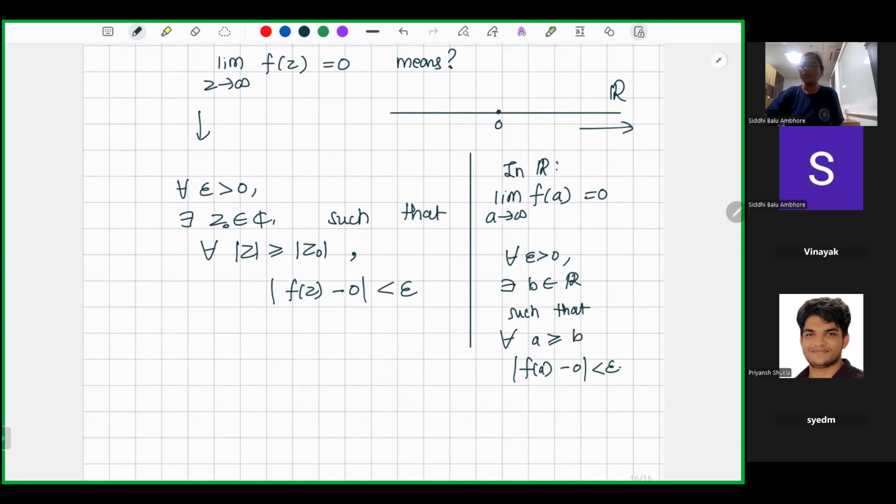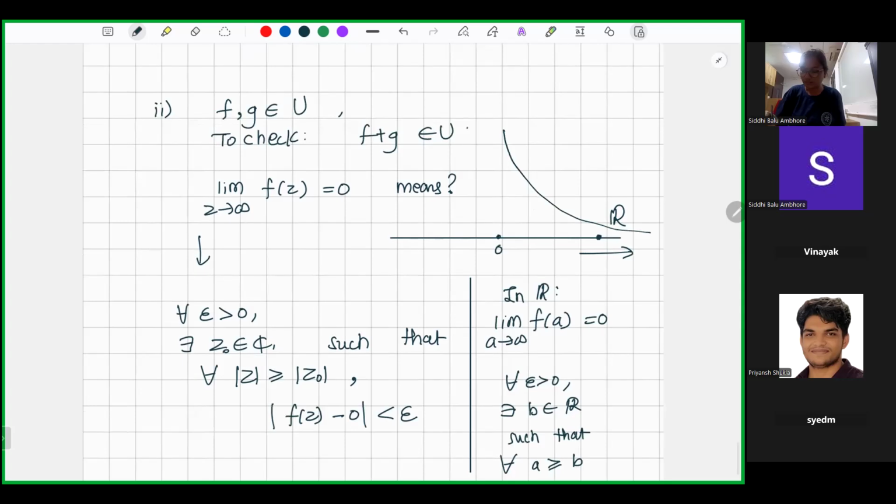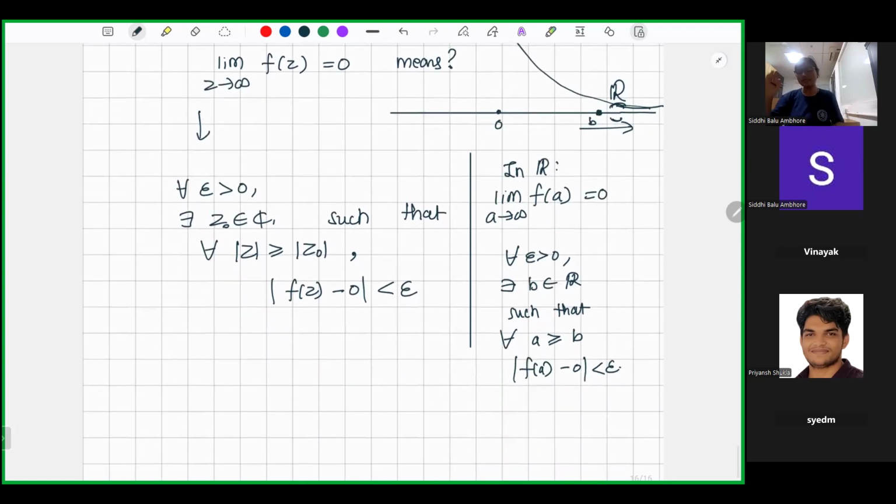So when I say the limit approaches 0, for any given epsilon, there will be some b. For example, if I look at the function e power minus x, it goes to 0, we know. When I take some epsilon, there will be some b, after which the values of that function all lie as close to 0 as that epsilon. That's what it means. And in complex, instead of this b, it is the modulus which exists.